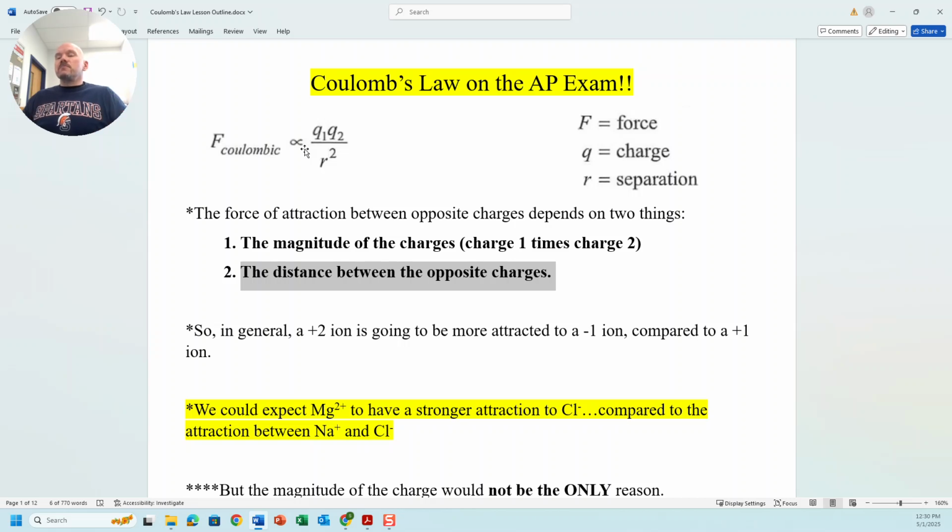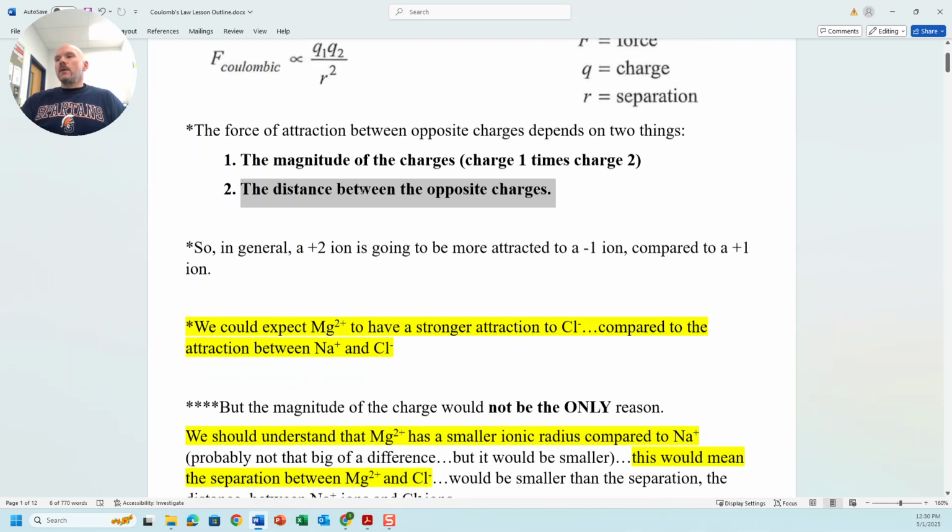Or these ions are smaller than those ions. So when these ions get together, there's not going to be as much of a separation, so the interaction is going to be stronger. All right, so those are the things that you're looking out for, okay?